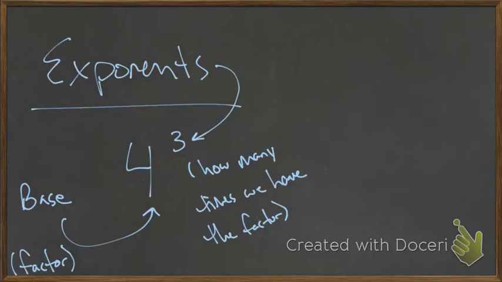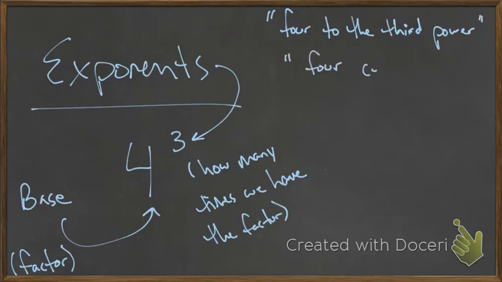So if we wanted to expand out 4 to the third power, there's actually two ways to say this. You could say 4 to the third power. Or what I would always say is 4 cubed. Anybody know why it's called cubed? Yeah, James. Because if it's 2 as the exponent, then it's squared.